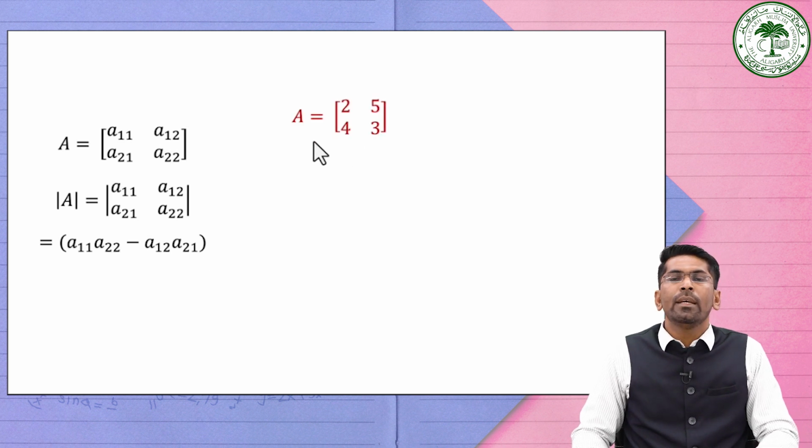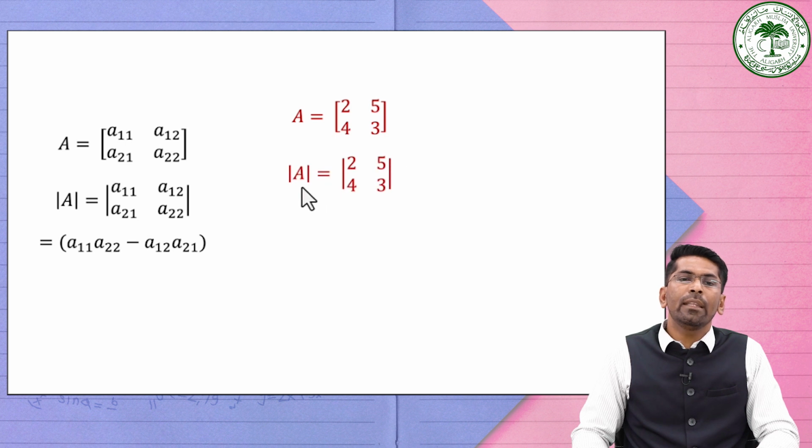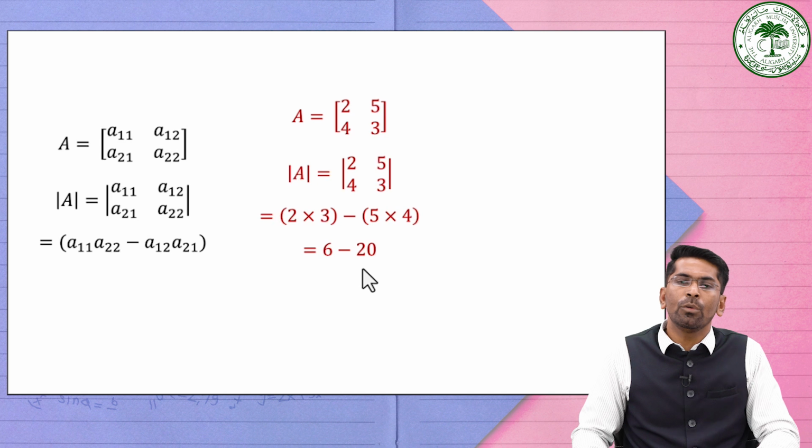For example, see, matrix A is equal to 2, 5, 4, 3. We have a 2 by 2 matrix. So here we can find the determinant value of A. We are going to multiply 2 into 3 minus 5 into 4, which is equal to 6 minus 20, which is equal to minus 14. So the determinant value of the given matrix A is equal to minus 14.